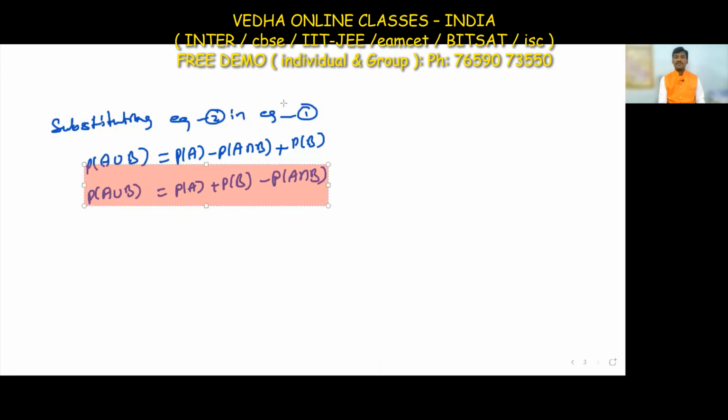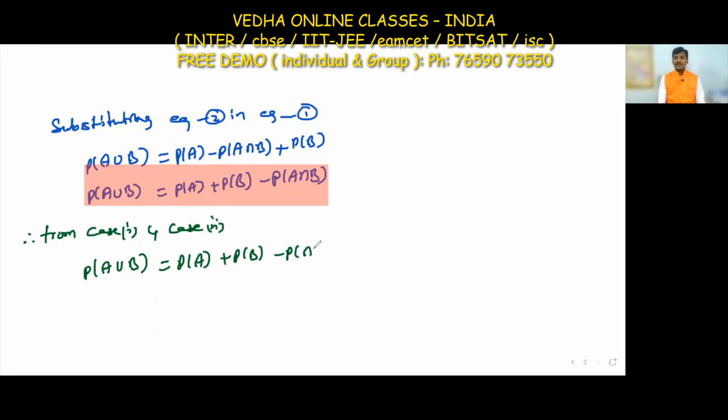So proof from case 1 and case 2. We proved it in both ways. Therefore, from case 1 and case 2, probability of A union B is equal to probability of A plus probability of B minus probability of A intersection B. Hence proved. This is one of the most important questions, LAQ.